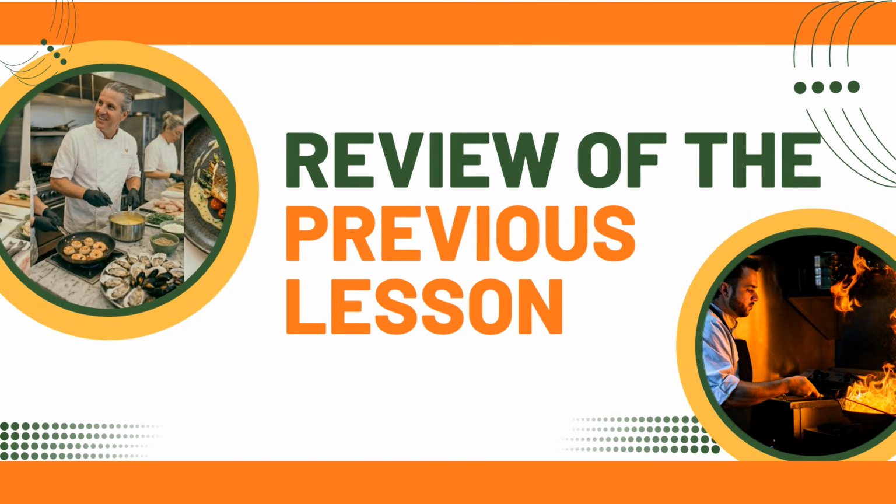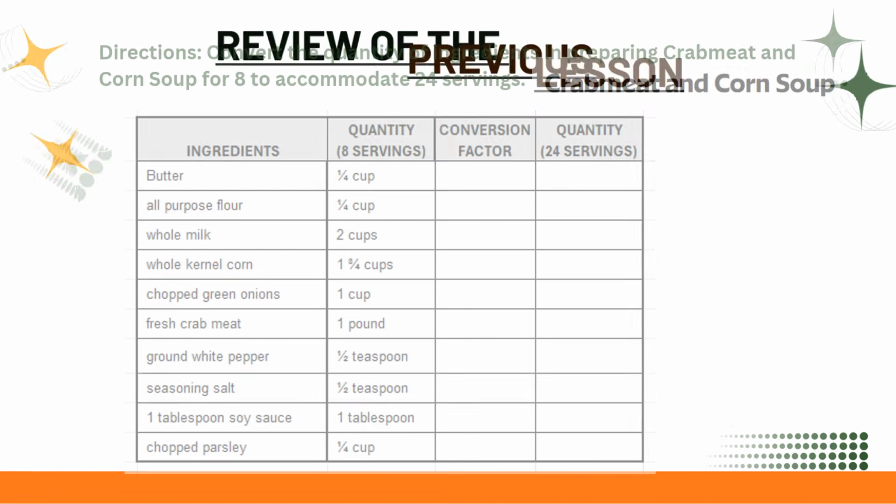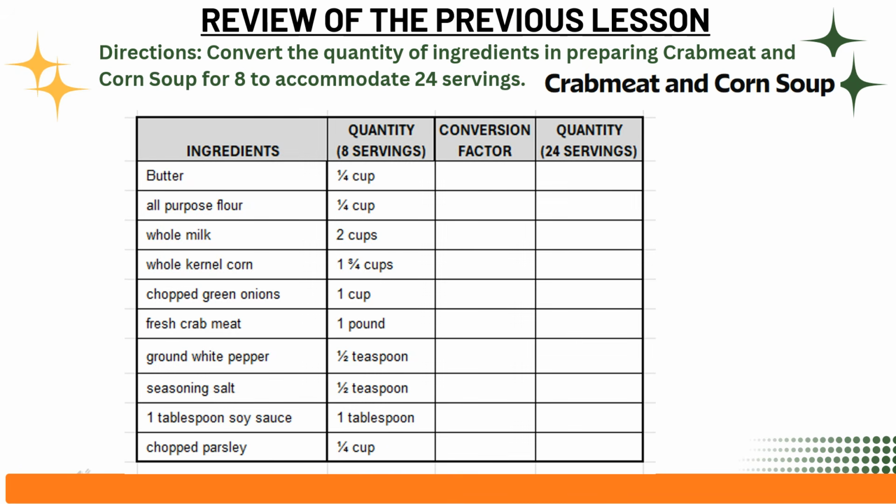Review of the previous lesson. Directions: convert the quantity of ingredients in preparing crab meat and corn soup for 8 to accommodate 24 servings.